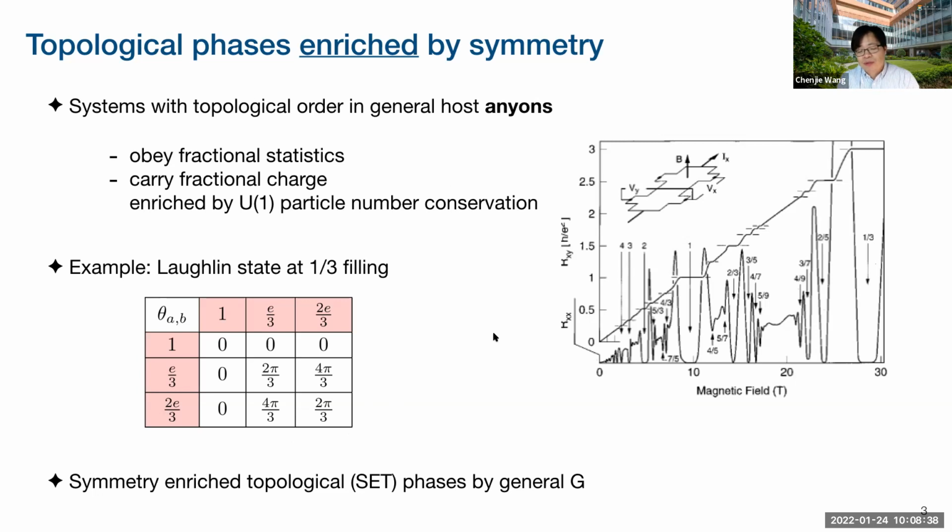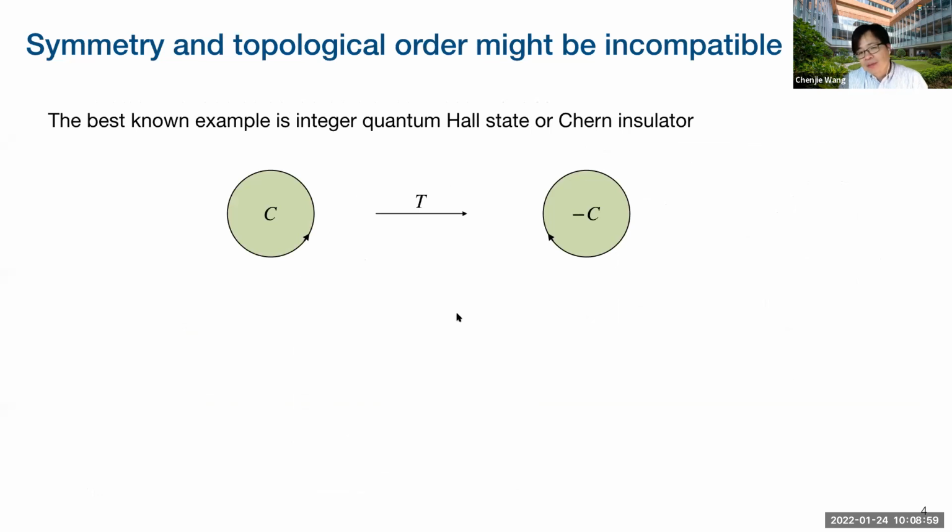Both of these topological phases, whether protected by the symmetry or enriched by the symmetry, have been studied for maybe the last 10 years, and people are trying to come up with a general framework, general characterization, and classification of these topological phases. But there's one aspect, which is that symmetry and topological order may not always be compatible. Let me start with an example to show you what I mean. The best example is actually the integer quantum Hall state or Chern insulator. And we know that a Chern insulator is characterized by a Chern number or equivalently by a chiral edge mode.